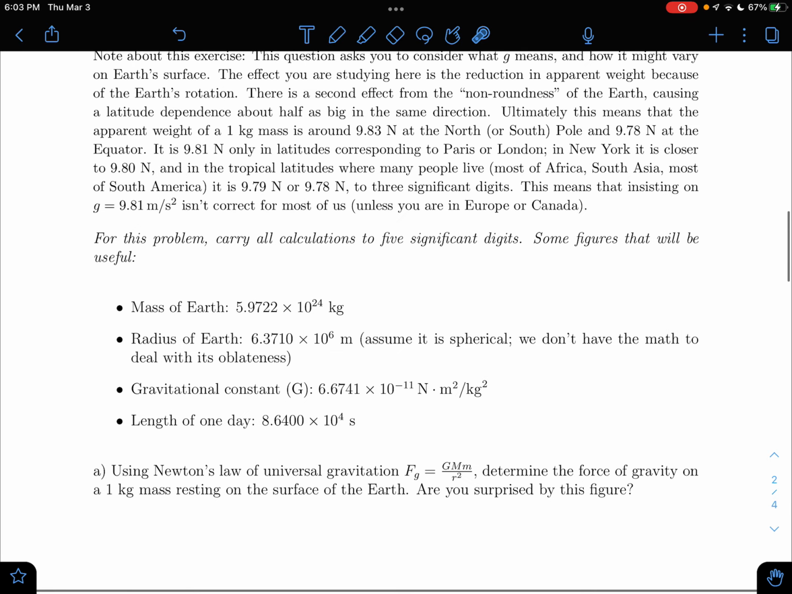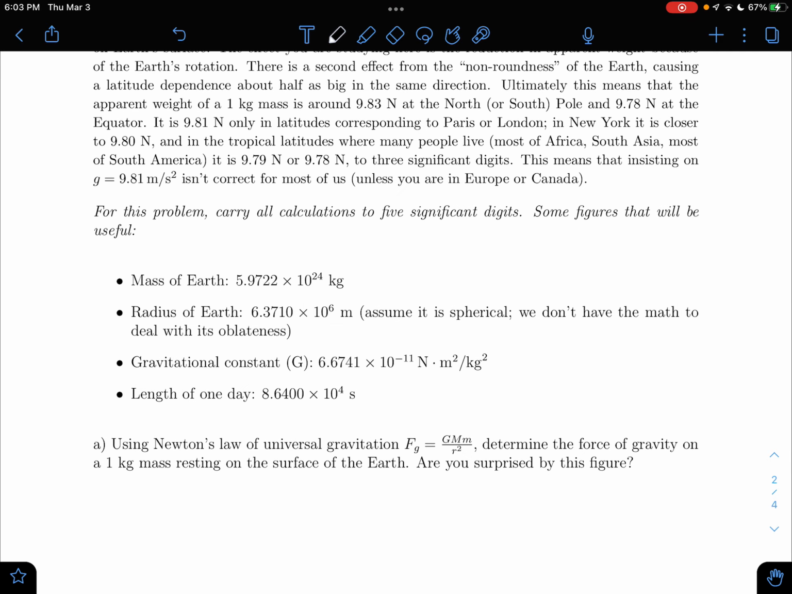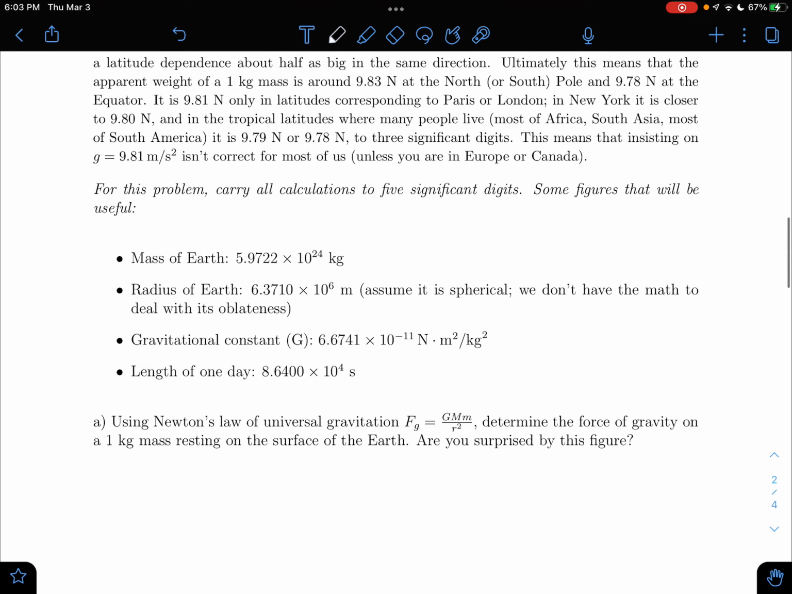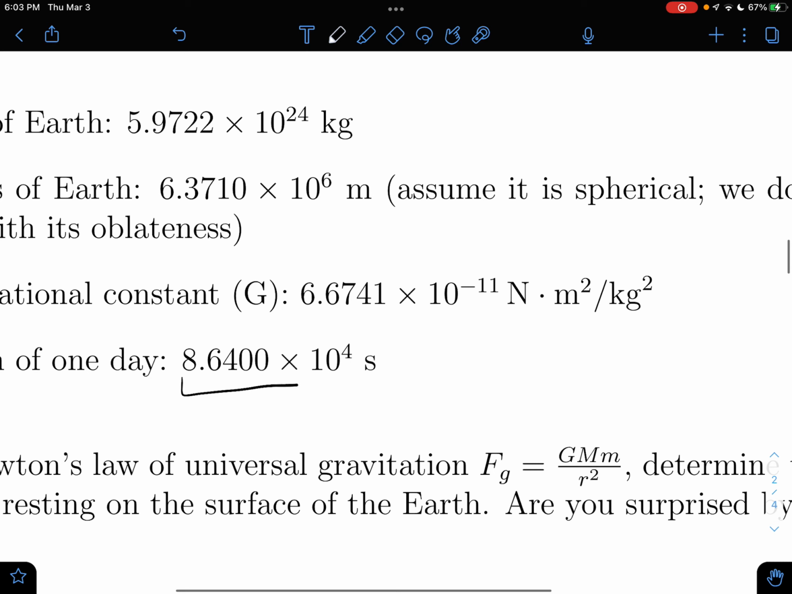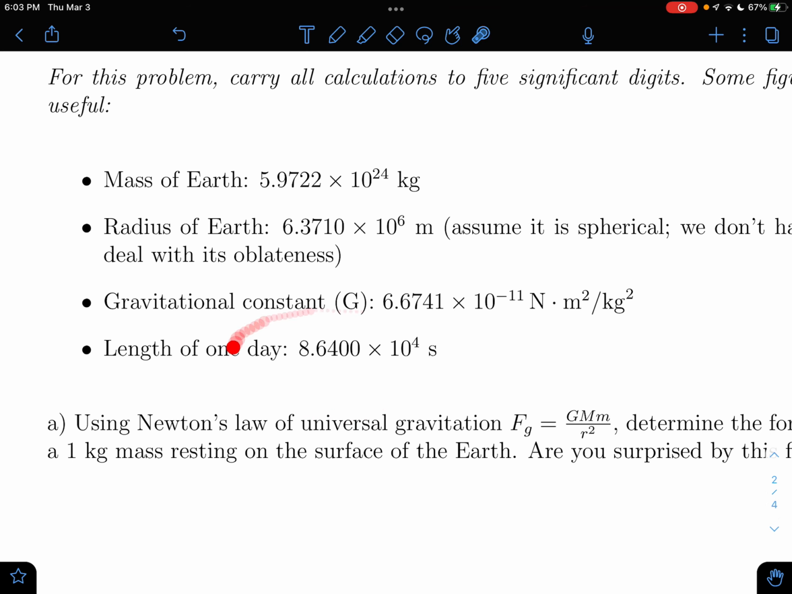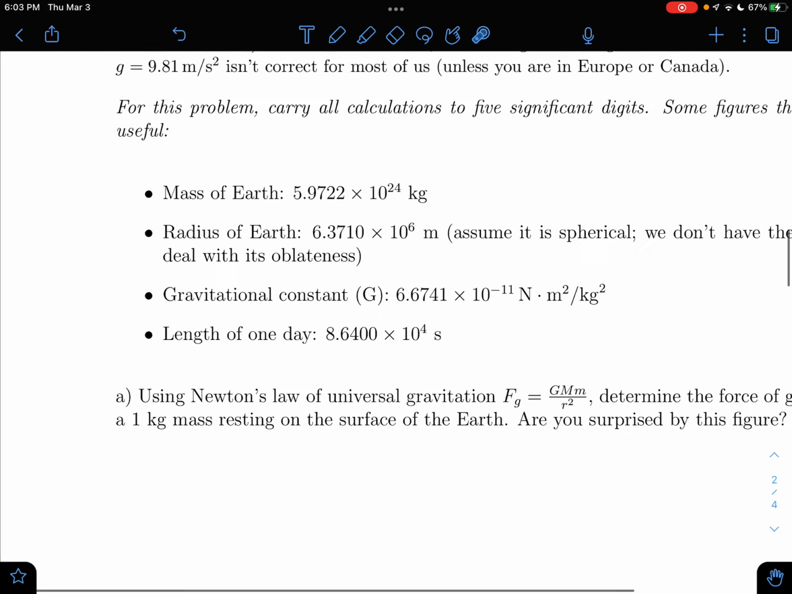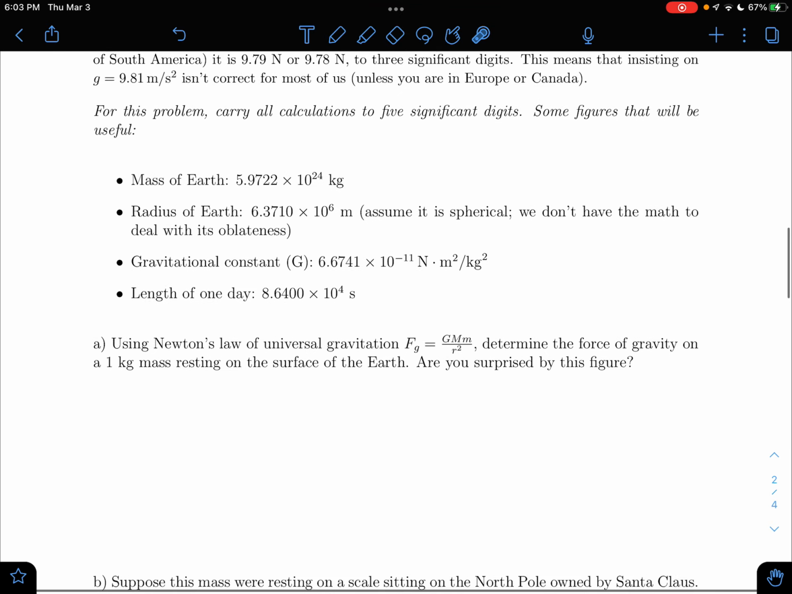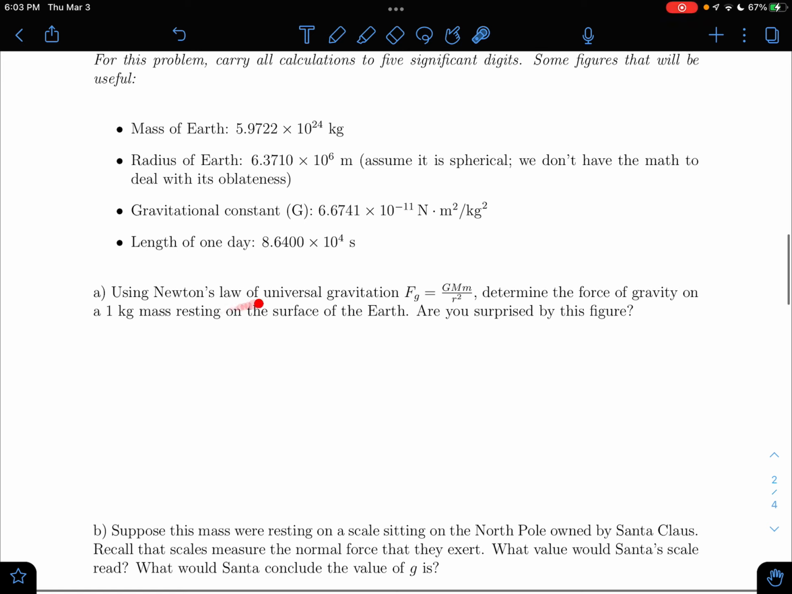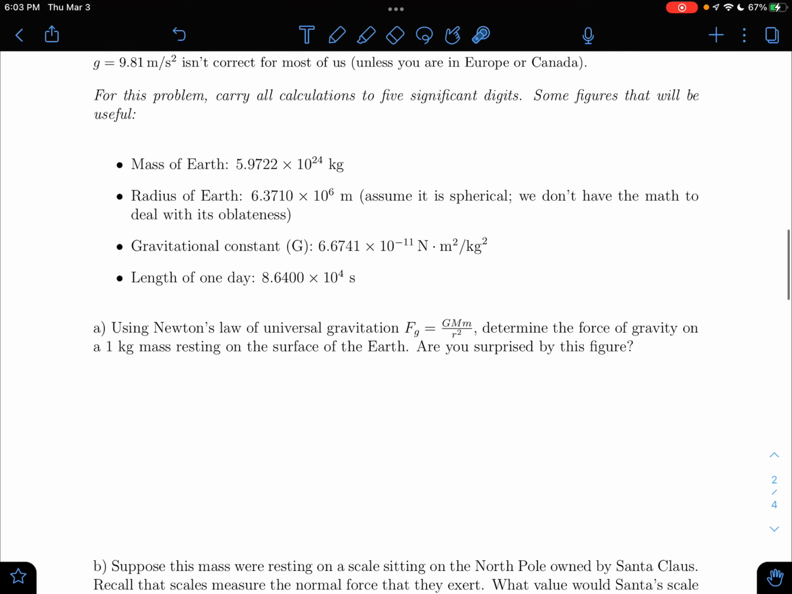Question 2. Now we're talking about apparent weight. And look, they gave us all those things that I just gave before, like the length of 1 day, which is our 2 pi over however long a day is in seconds. Now, using Newton's universal law of gravitation, we're going to determine the force of gravity on a 1 kilogram mass resting on the surface of the Earth.